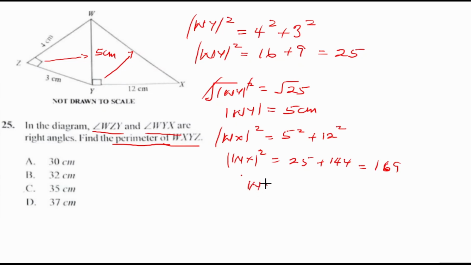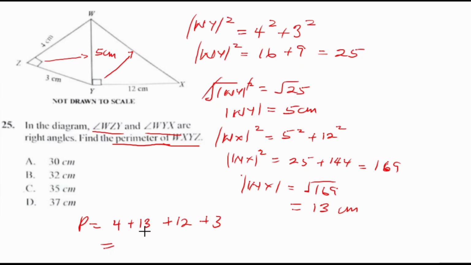So again, the length of the side WX will be the square root of 169, which will give us 13 centimeters. So now the perimeter will be equal to 4 plus 13 plus 12 plus 3, and that will give us 17, 29 and 32. So that will be equal to 32 centimeters, and that is option B.